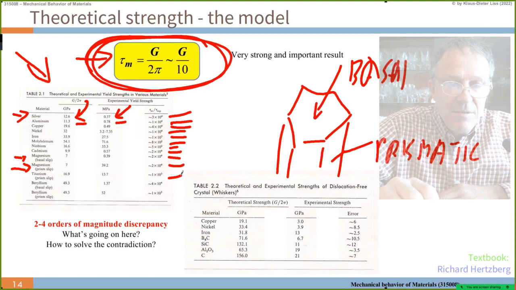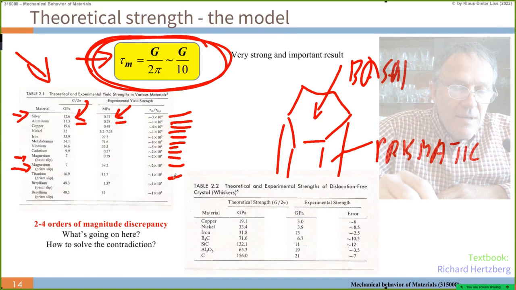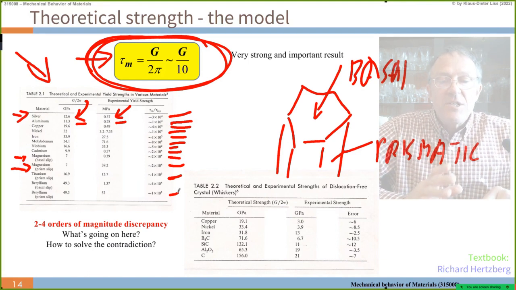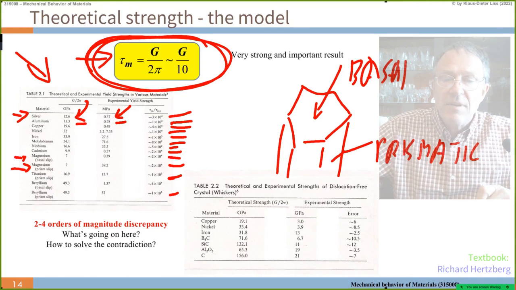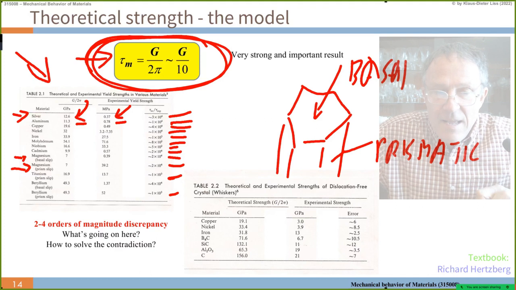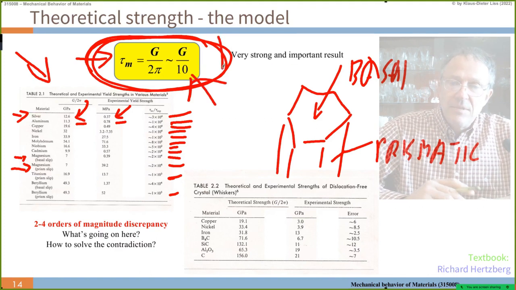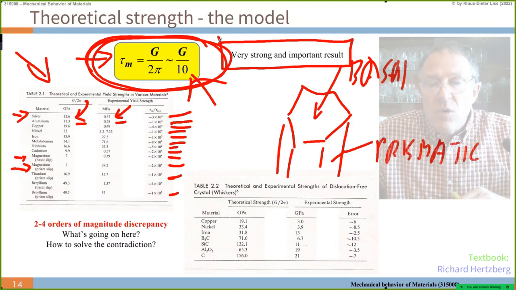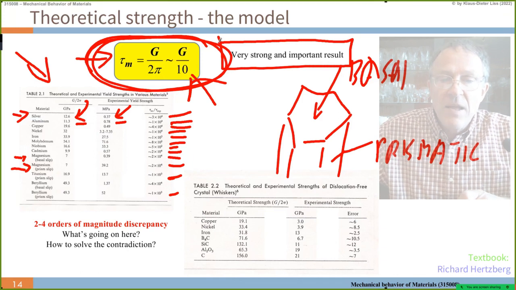Titanium, 10 to the 3 different, one of my favorite metals. Beryllium, 10 to the 4. Beryllium in the prismatic slip, 10 to the 3. So for all the experiments you get much lower yield stresses by many orders of magnitude, on average 3 to 4 orders of magnitude less than predicted by this yellow equation. So this is why this result is academically strong, because it doesn't match. Something is wrong in our model of the slip.